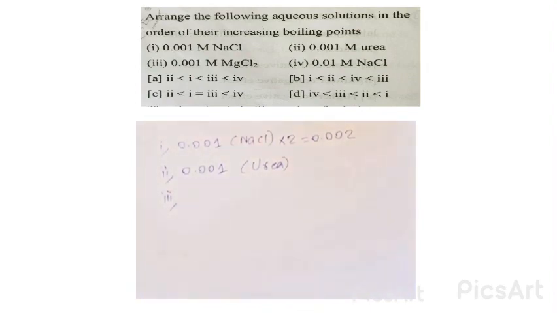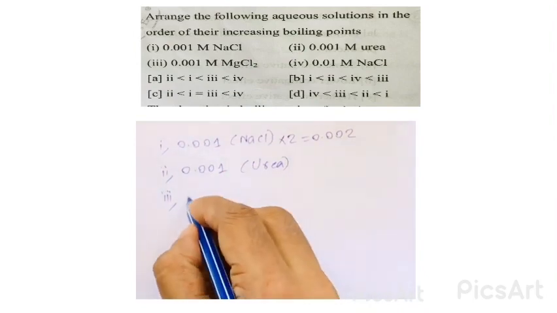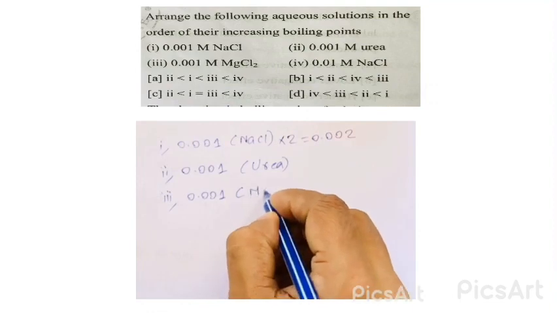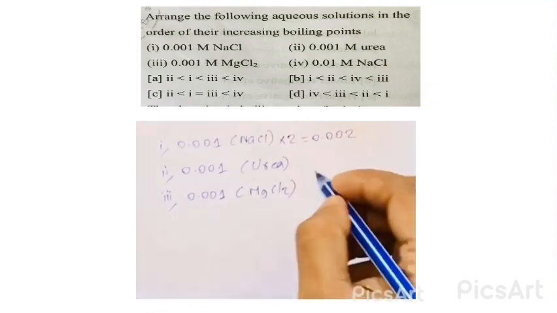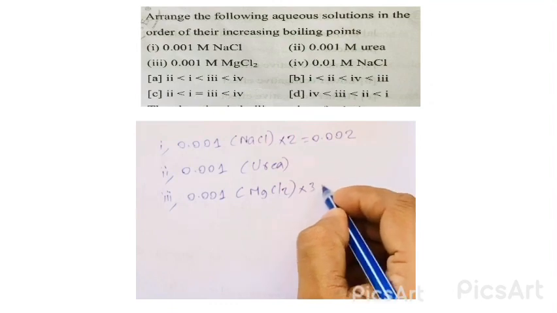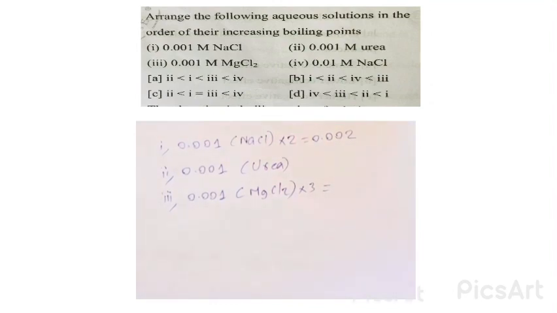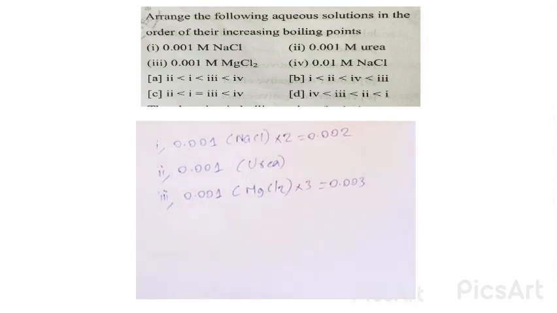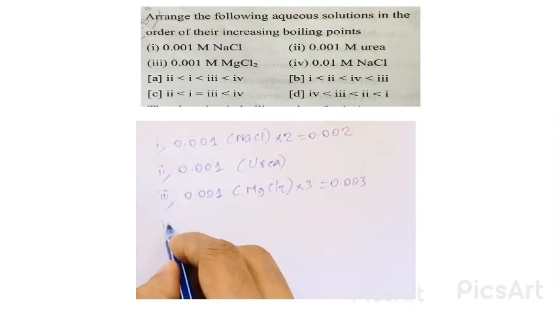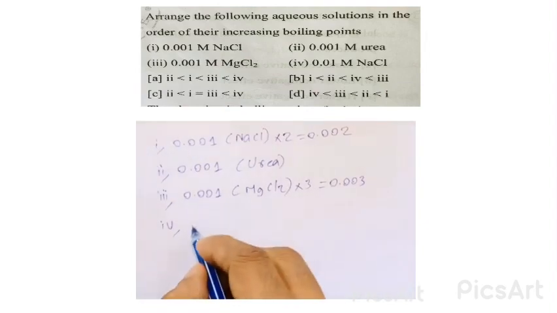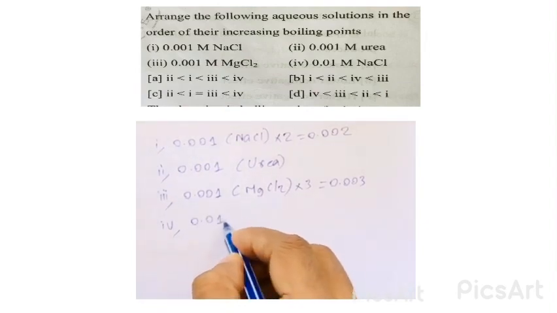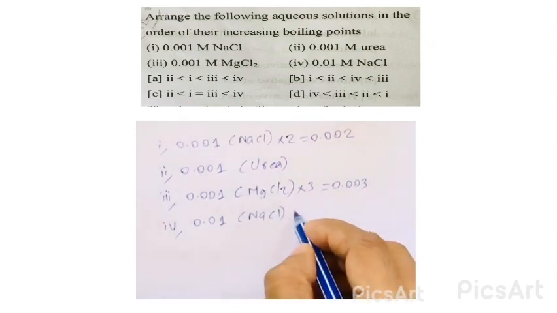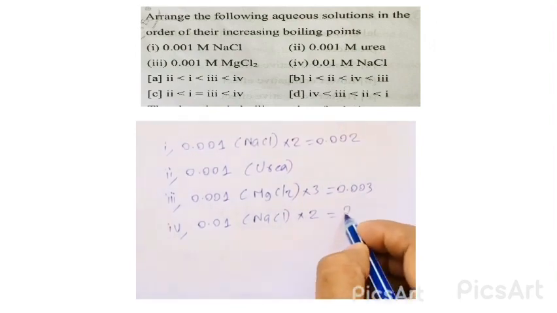In option 3, 0.001 molar MgCl2. MgCl2 will dissociate to three ions, so it will become 0.003. Then option 4, what is it? 0.01 NaCl, it will dissociate to 2, so 0.02.